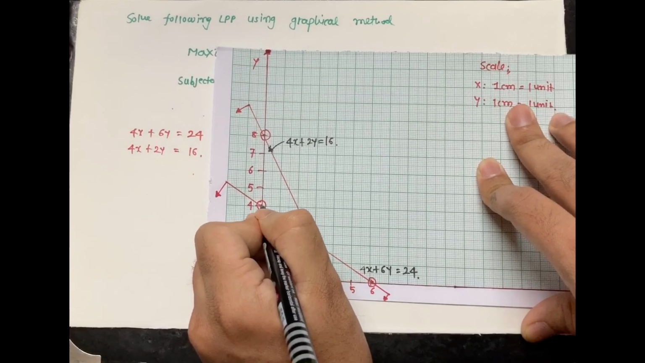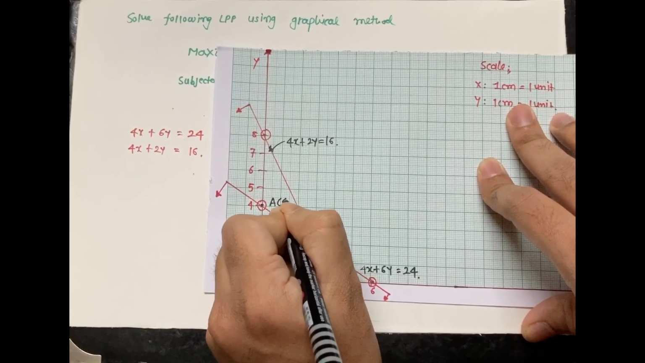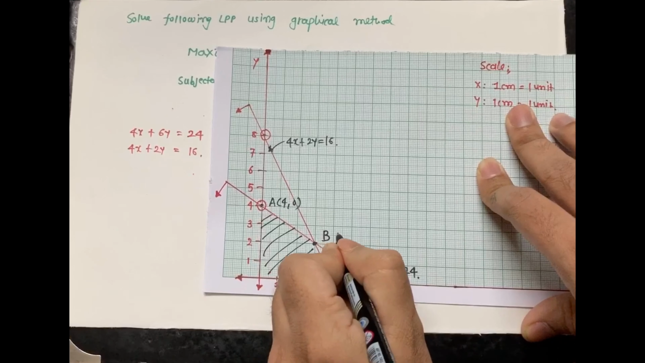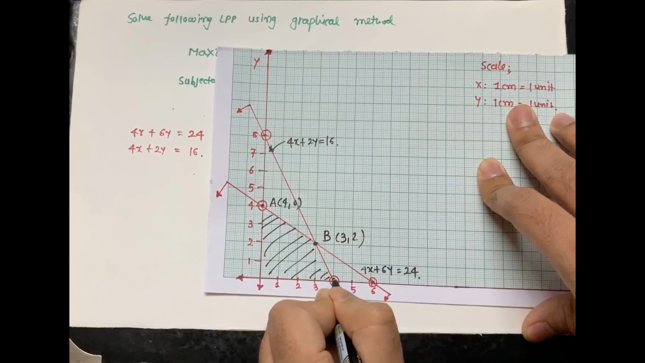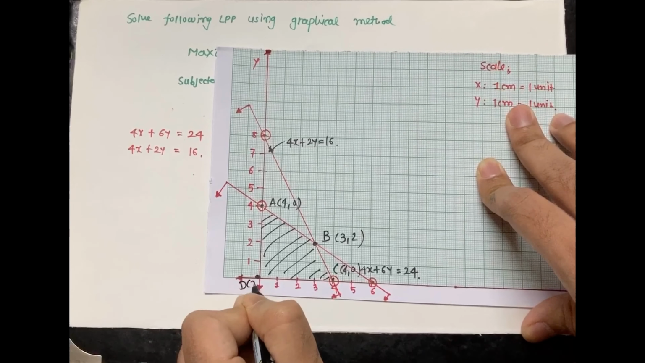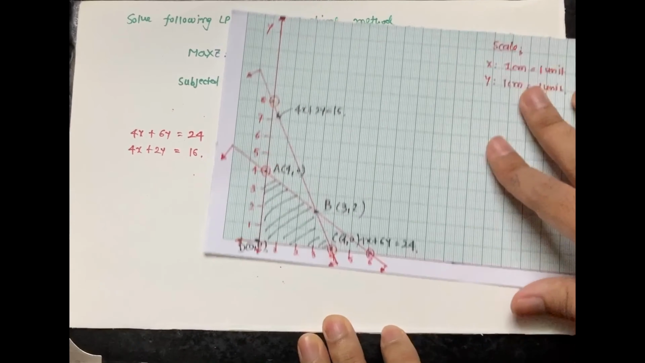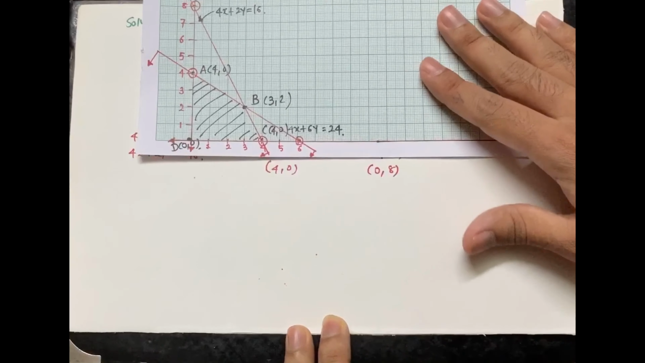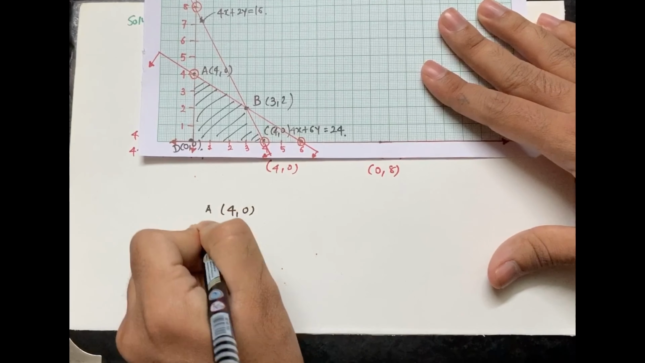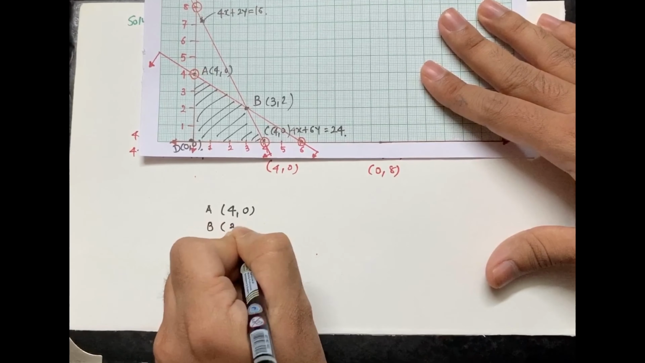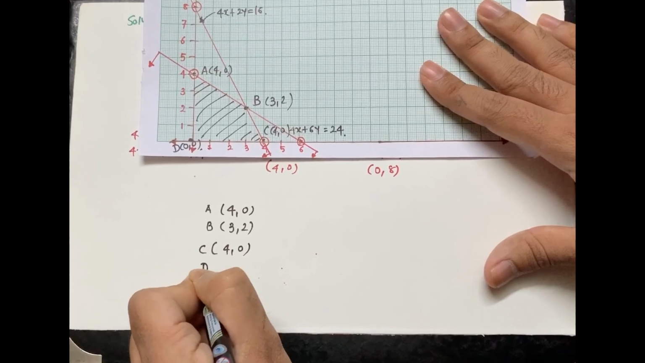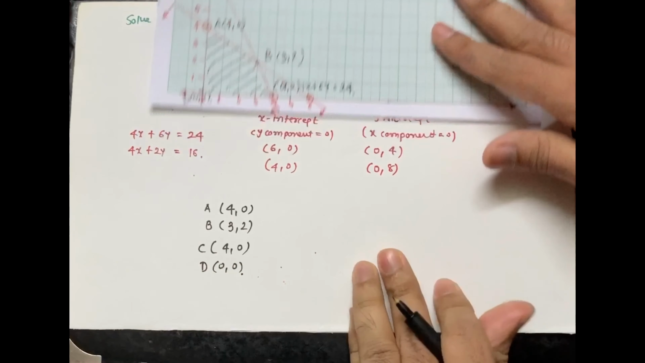So how many points am I getting here? A point, that is 4, 0. This is my B point, that is 3, 2. C point, that is 4, 0, and D point I am getting, that is 0, 0. So I write back these points: A I got as 4, 0, B 3, 2, C I got as 4, 0 again, and D is 0, 0.